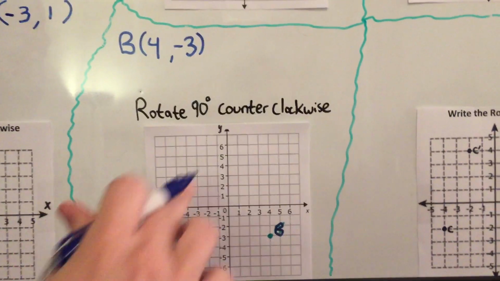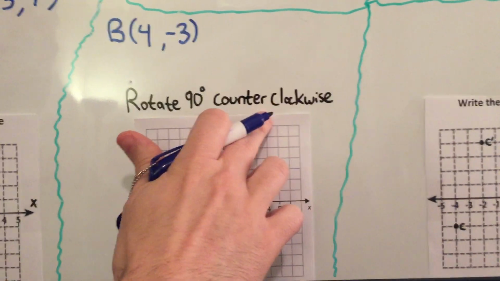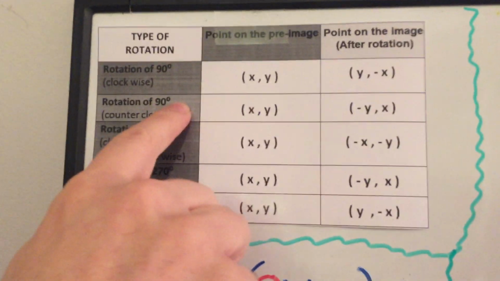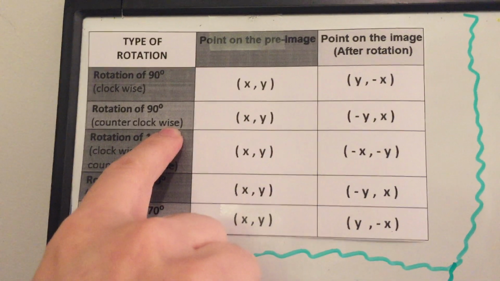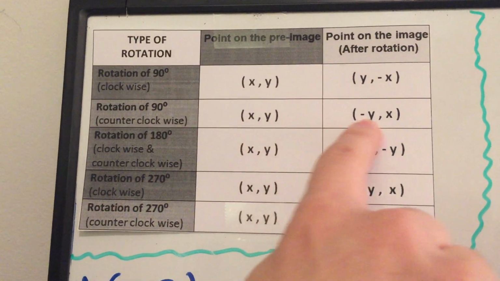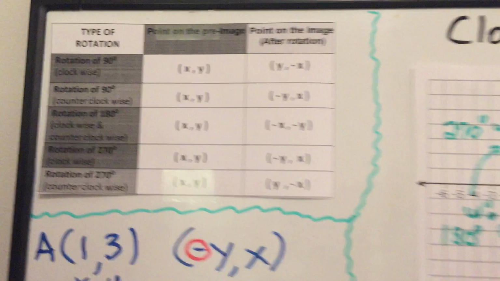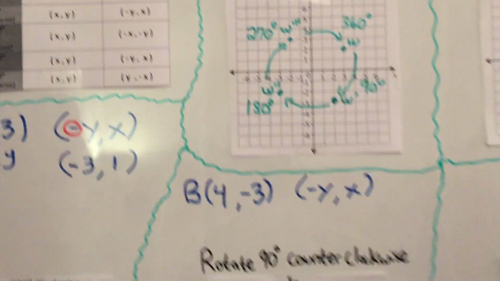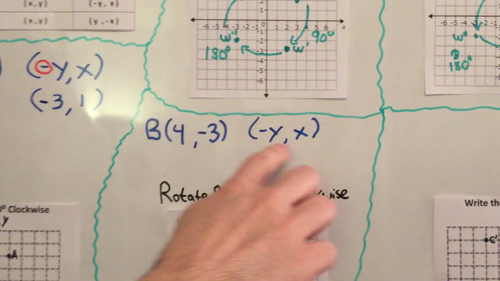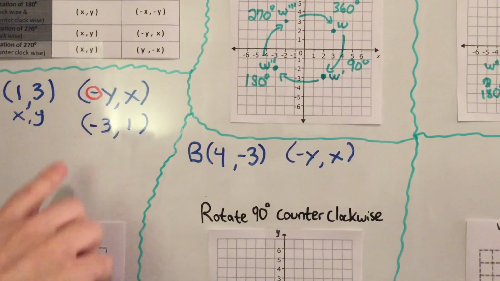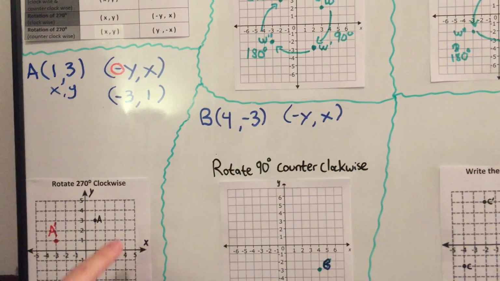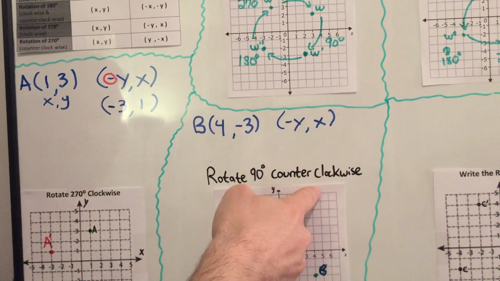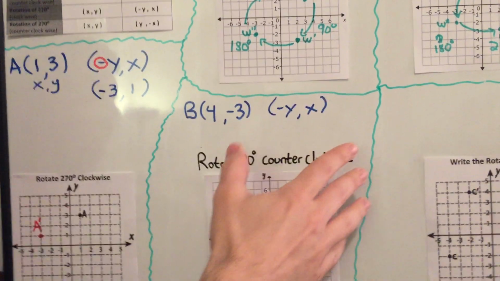Now it tells us we need to move 90 degrees counterclockwise. So on my list, I'm going to go to 90 degrees, but find the one that says counterclockwise. Go to the end, and it looks like we use -y and x. Now, some people might say, wait a second, Mr. Brodeur, why are we using the same formula we used for 270? Well, the issue is this is 270 clockwise. When you do counterclockwise, it actually will land in the same place.